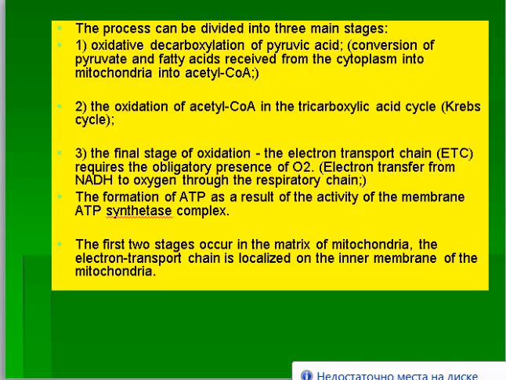The final stage of oxidation, the electron transport chain, requires the obligatory presence of oxygen. Electron transfer from NADH to oxygen through the respiratory chain. The formation of ATP as a result of the activity of the membrane ATP synthase complex. The first two stages occur in the matrix of mitochondria. The electron transport chain is localized on the inner membrane of mitochondria.